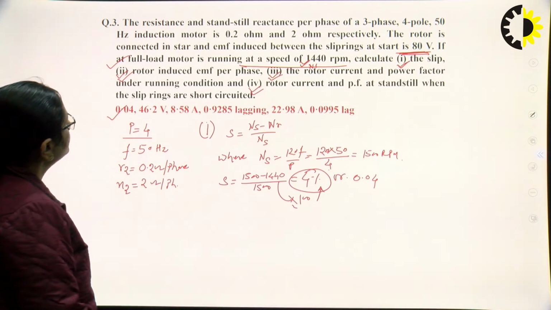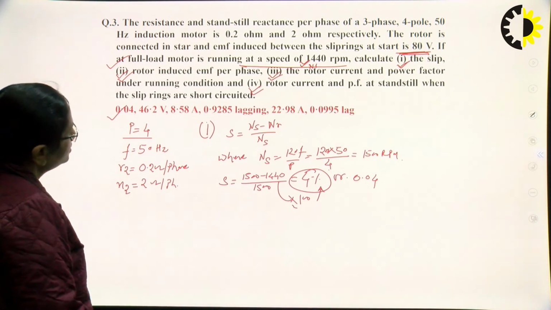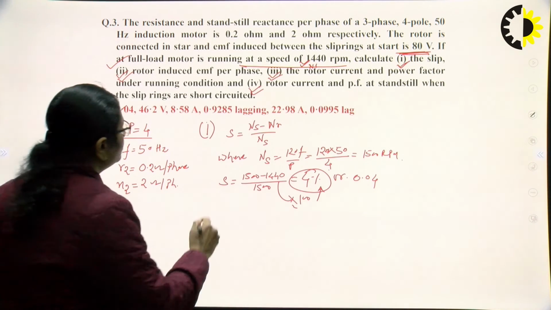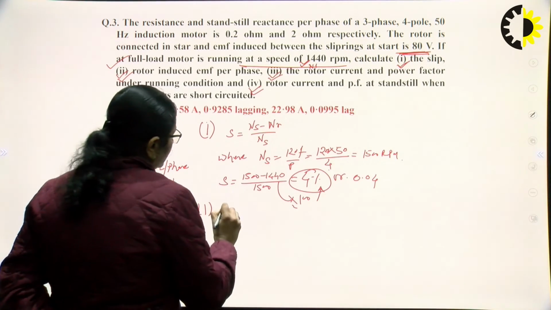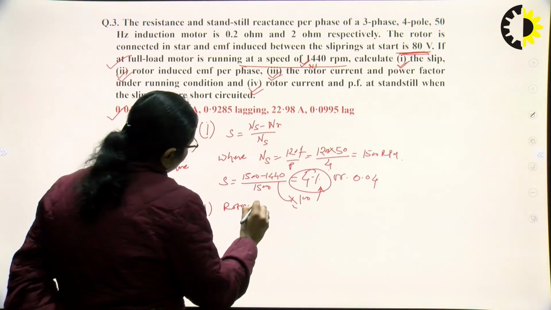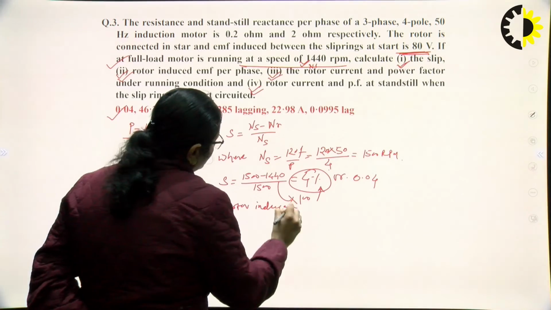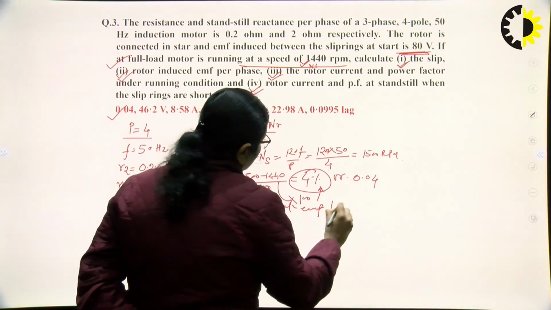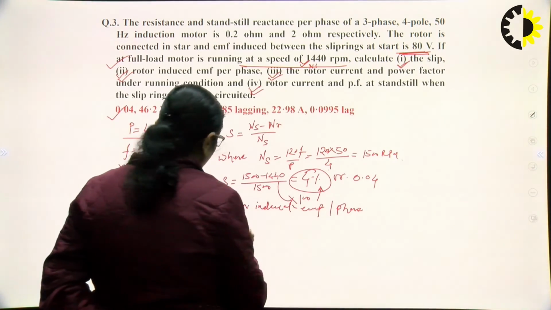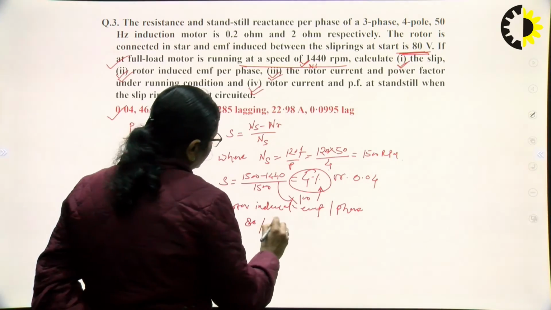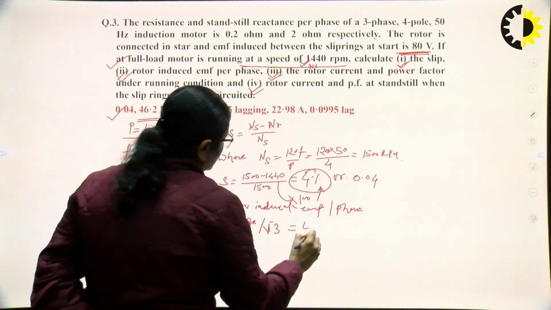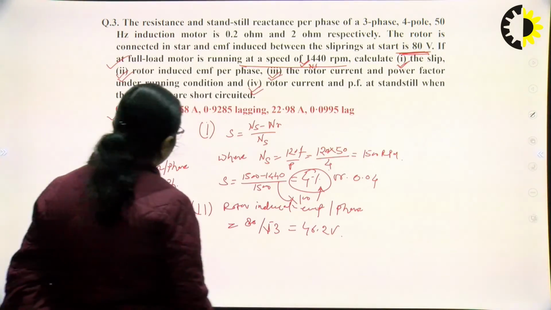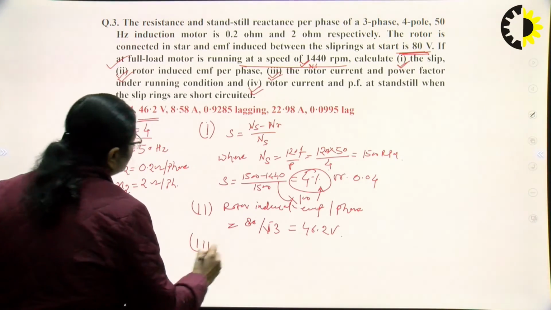Now let us consider the rotor induced EMF per phase. The given value is the line value. So I can write rotor induced EMF per phase would be equal to 80 divided by root 3. Solving this, you will get the answer of 46.2 volts. Agreed?